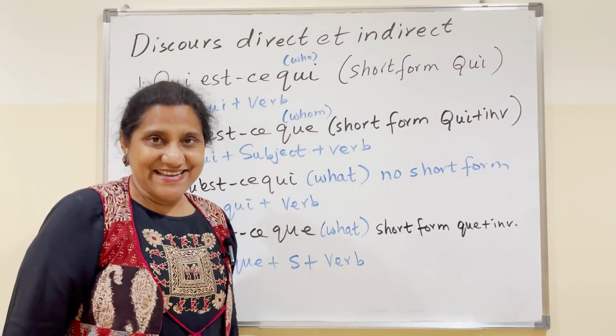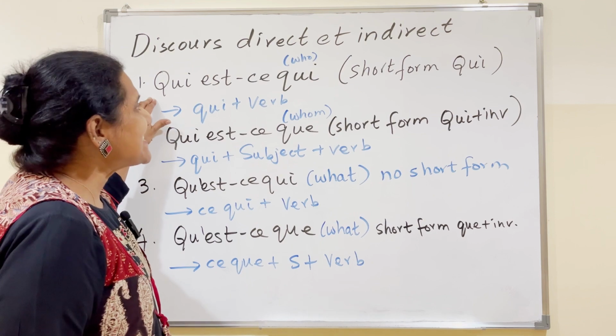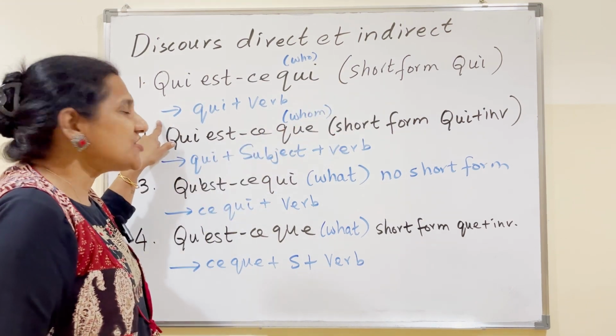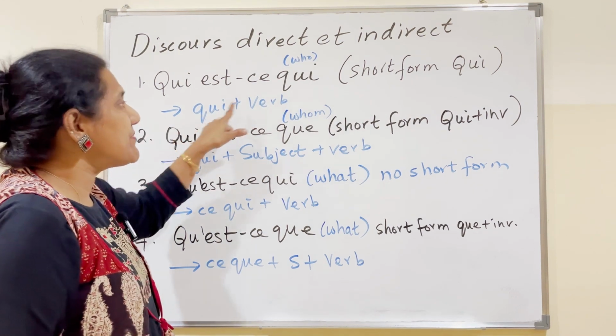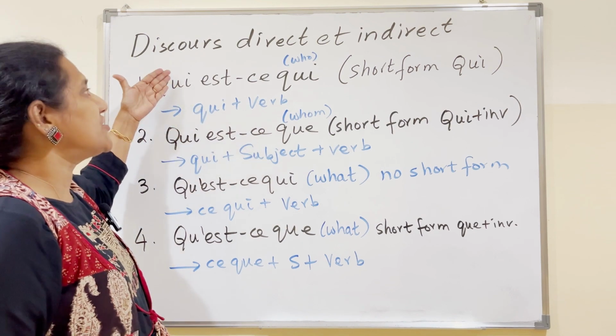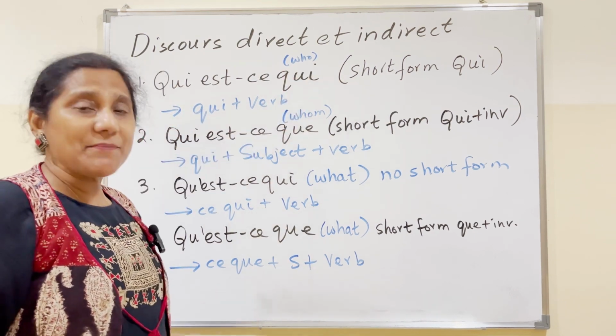In type C, we've got qui est-ce qui, which means who. The short form is qui. It changes from direct to indirect into qui plus verb. So when you see in the indirect qui plus verb, you know that it's going to change to qui est-ce qui, or the short form qui.